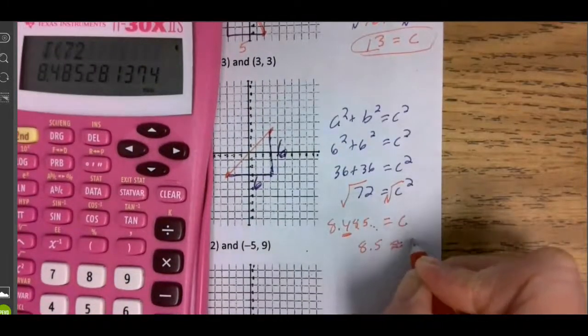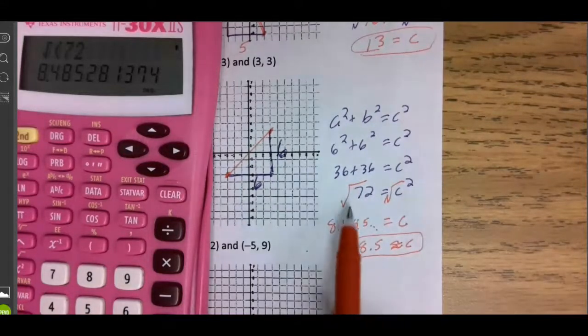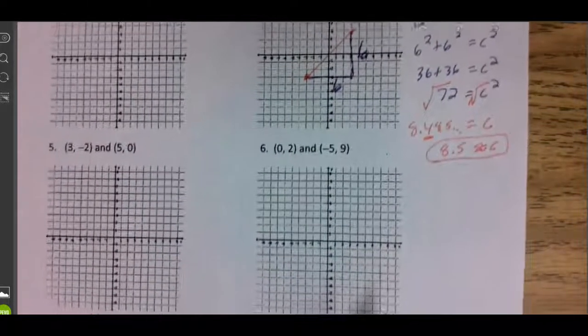Now that becomes an approximate. You don't have to put the approximate symbols, but I just want to get you used to the idea that anytime you have a non-perfect square, it's going to be an approximation. Good. Okay, let's do one more.